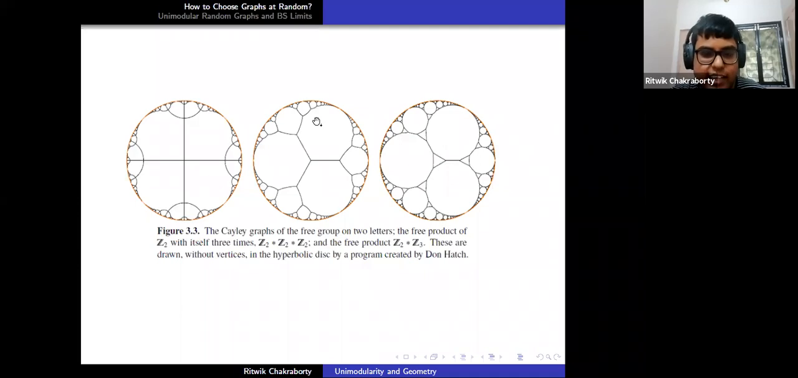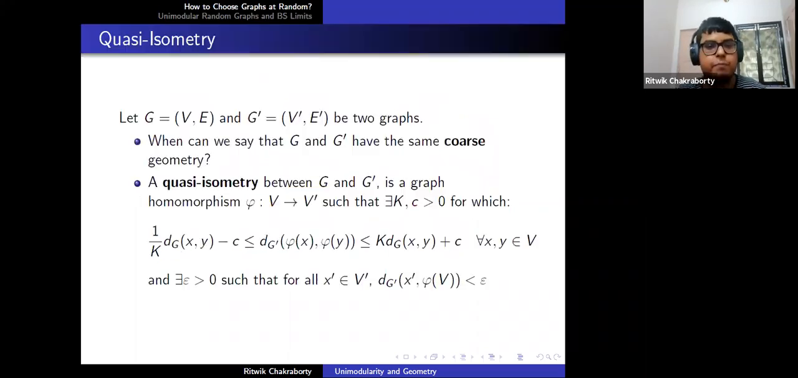The middle one over here is the Cayley graph of the free product of copies of Z2. Z2 is just the cyclic group of order two. So it's the free product of three copies of these guys, and this is just a three regular tree, as you can see. And the one on the far right-hand side is the Cayley graph of the free product of a copy of Z2 and Z3. Anyway, this is just to give you some idea what these look like.